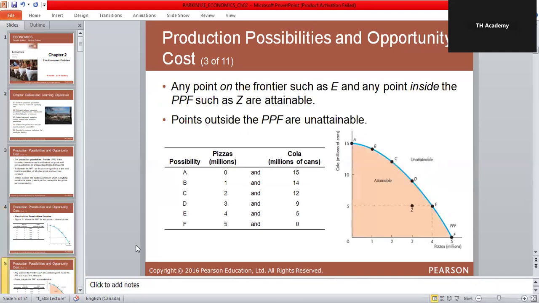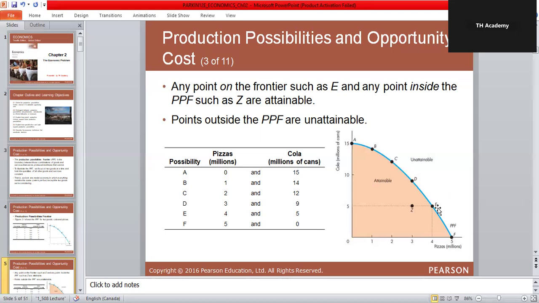Now let's understand attainable versus unattainable points. Look at the graph. Points on the frontier, the production possibility frontier, like E, are attainable and efficient. These points are attainable and efficient. You can make them with your resources. Now look at the point Z. Points inside the frontier like Z are also attainable, but they are inefficient. Resources are not fully used, like leaving ovens off while pizza orders pile up.